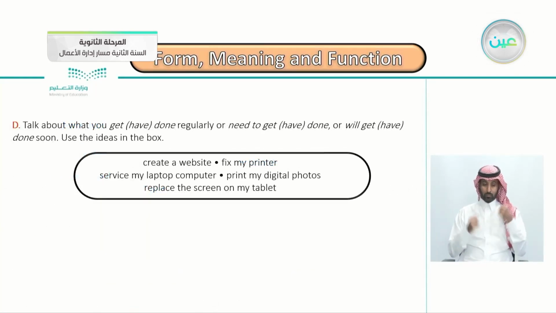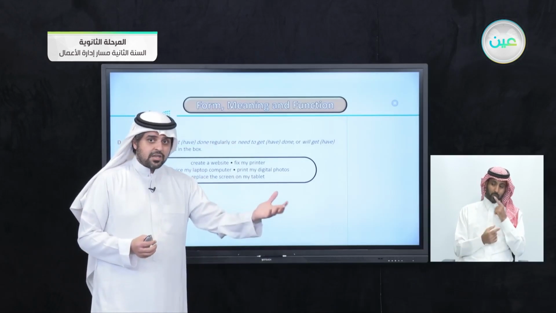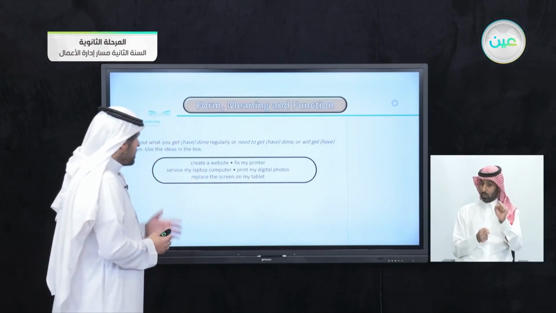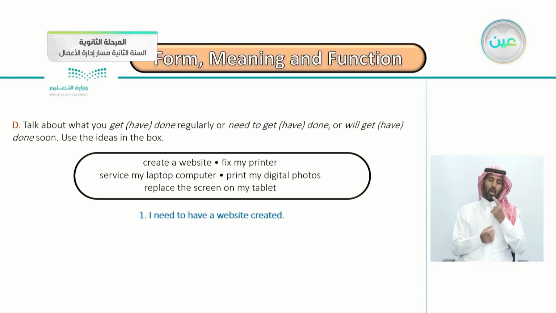Next exercise here, talk about what you get or have done regularly, or need to get or have done, or will get or have done soon. Use the ideas in the box. Of course, all the sentences are talking about someone else doing these things for me. Create a website, either with the present, future, or past. Yes, I need to have a website created. Past participle here.